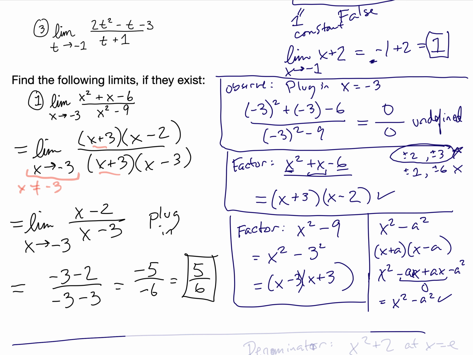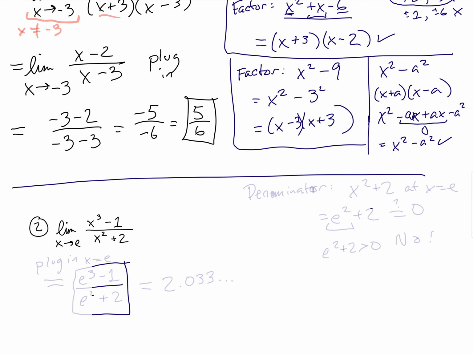Okay, let's look at our second example. Our second example, the limit as x approaches e of x cubed minus 1 over x squared plus 2. So before we get started, we want to check to see if we had a 0 over 0 situation. Here, let's just think about the denominator.